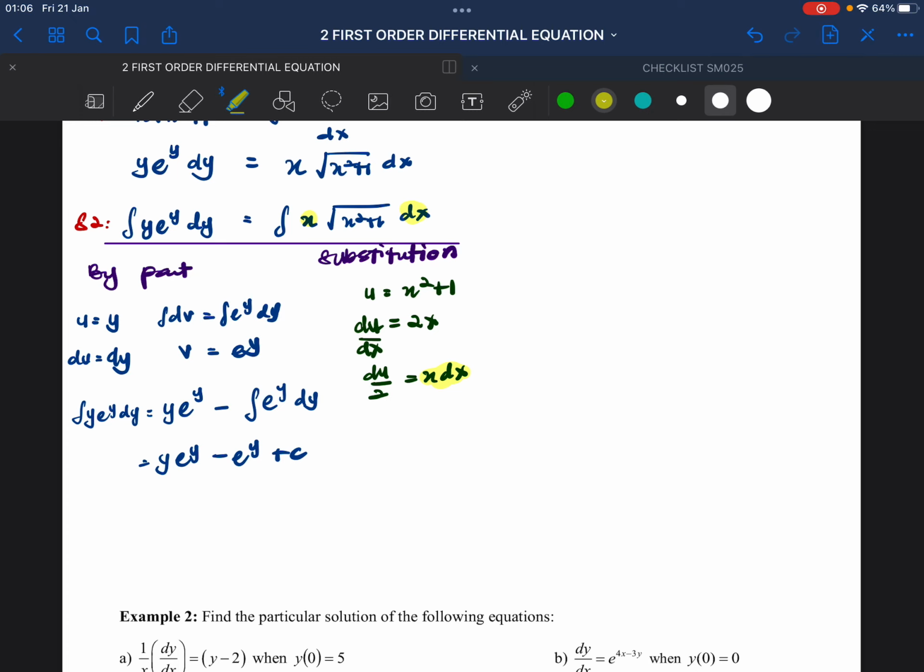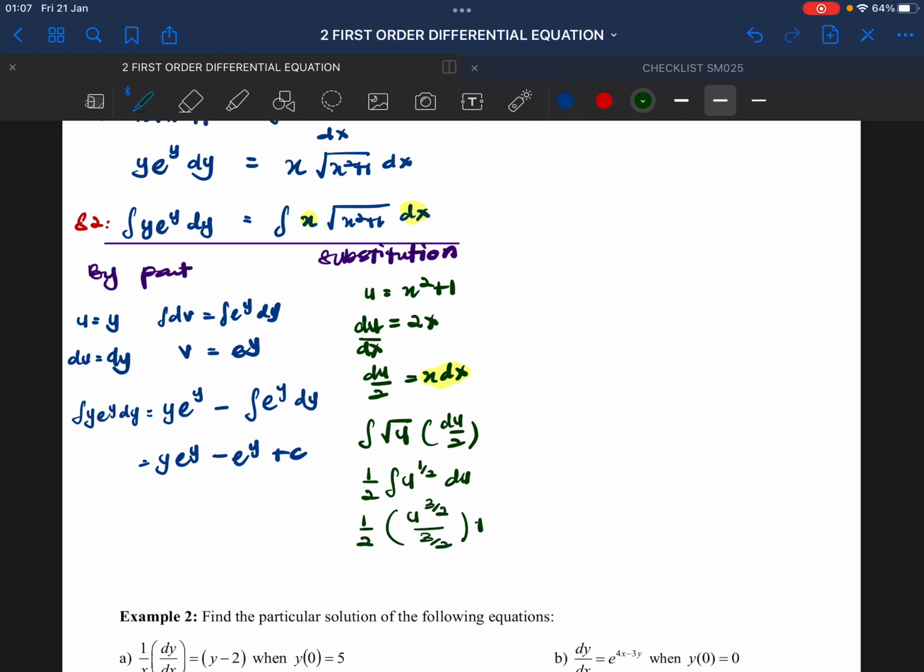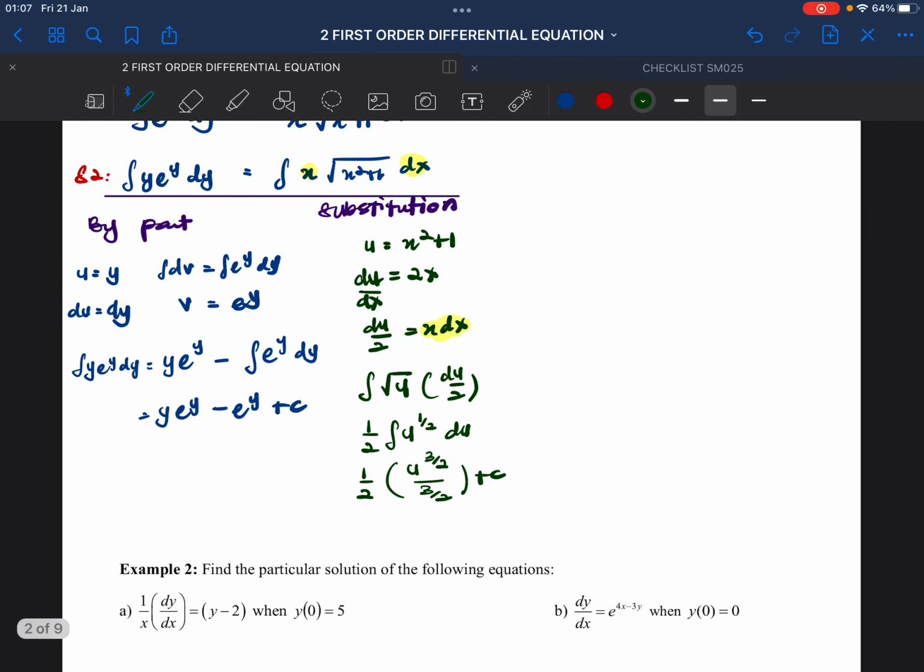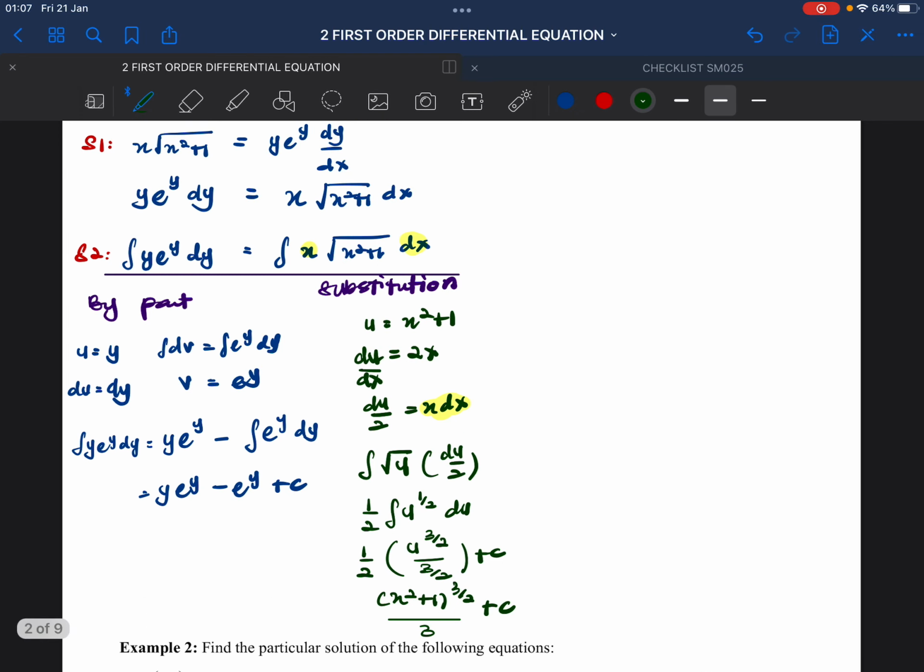Then we substitute x dx from here into the question. So we will have the integral of square root of u, where x dx is actually du over 2. So the constant is 1 over 2. You want to integrate u to the power of 1/2, so we are going to end up with u to the power of 3/2 over 3/2 plus c. That means, with u equal to x squared plus 1, we have x squared plus 1 to the power of 3/2 over 3 plus c. Okay, so the final answer should be from here.